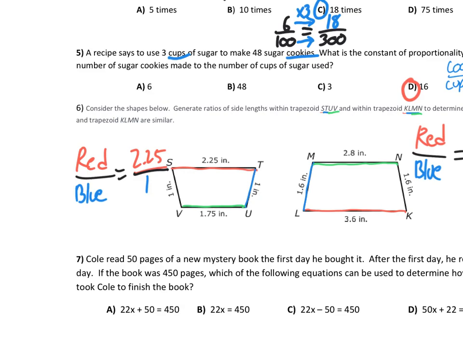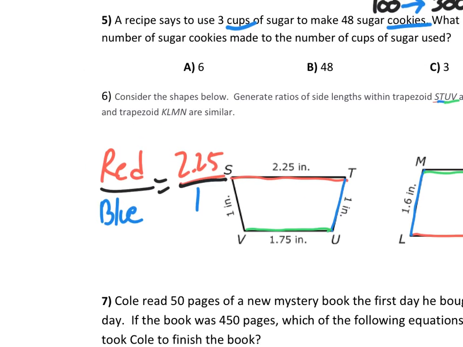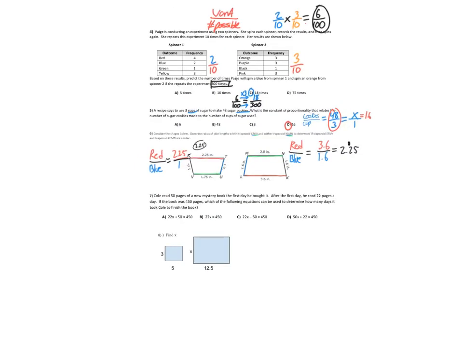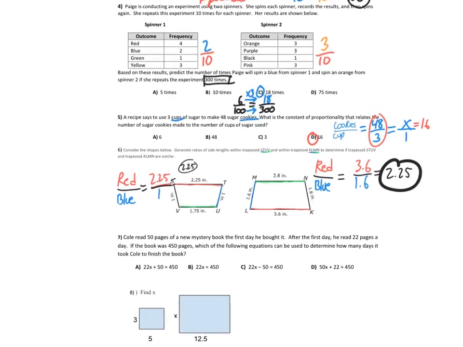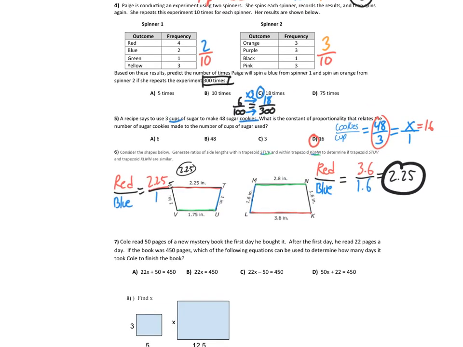Over here on this side, 2.25 divided by 1 is going to be, unsurprisingly, just 2.25. So that's my ratio there. That's my ratio over there. We have a common ratio. We know that these are both going to be similar trapezoids.